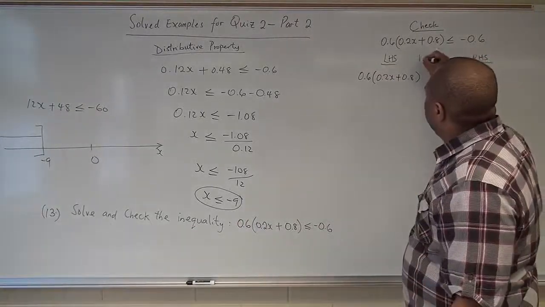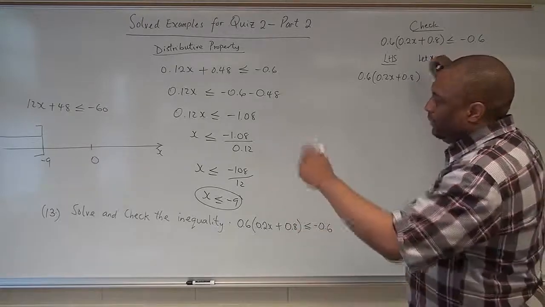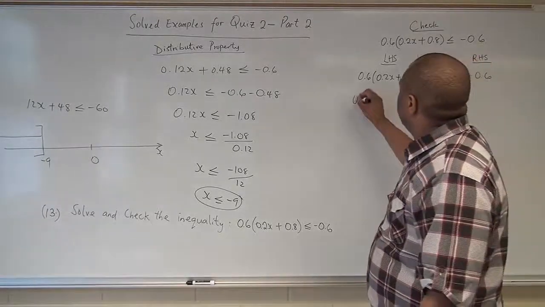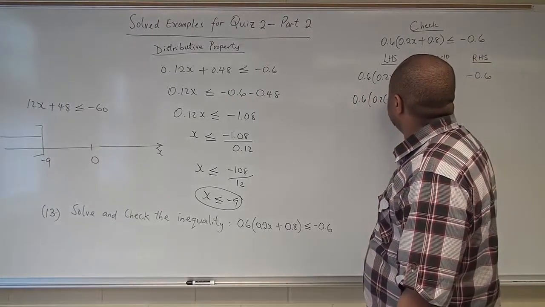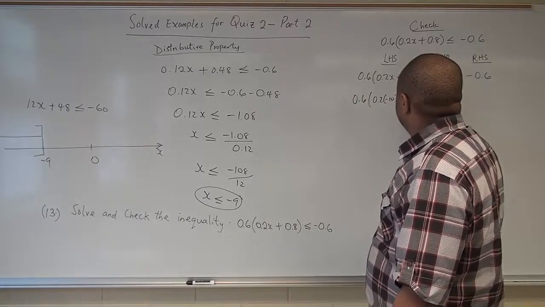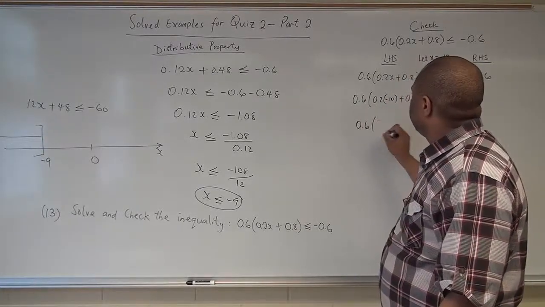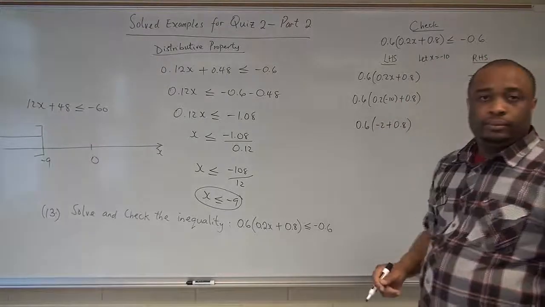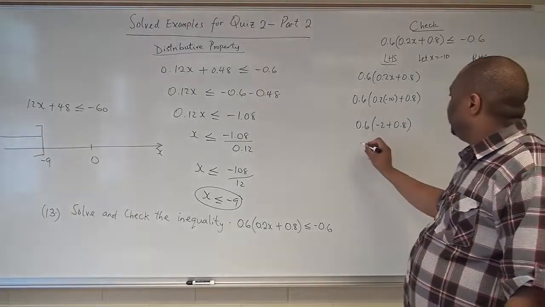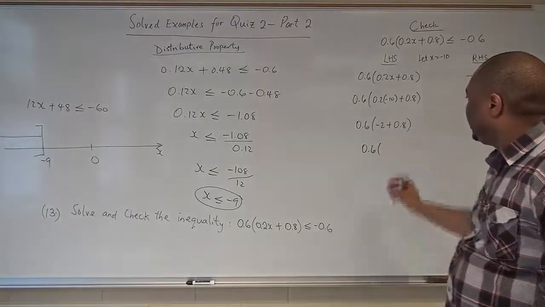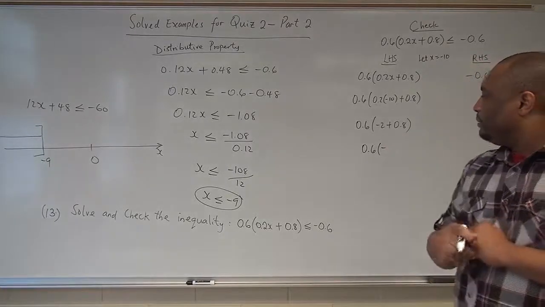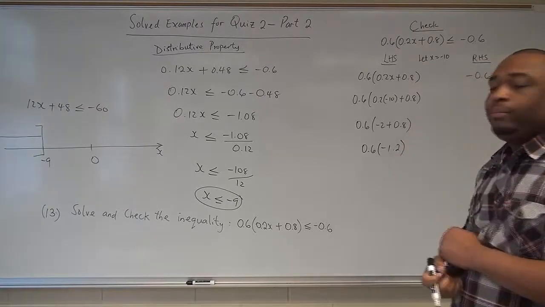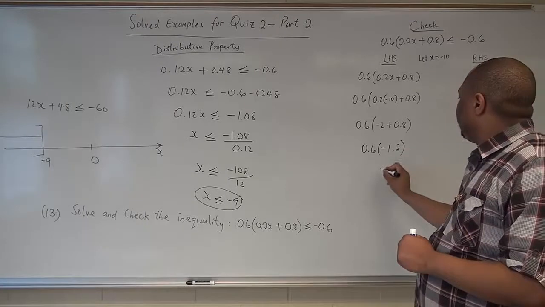So we have 0.6 times 0.2x plus 0.8, and this is negative 0.6. So let x be negative 10. I think that's the easiest thing to use. So this will be 0.6 times 0.2 times negative 10 plus 0.8. This will be 0.6 times negative 2 plus 0.8. Right? So this will be 0.6 times negative 2 plus 0.8, which is negative 1.2.